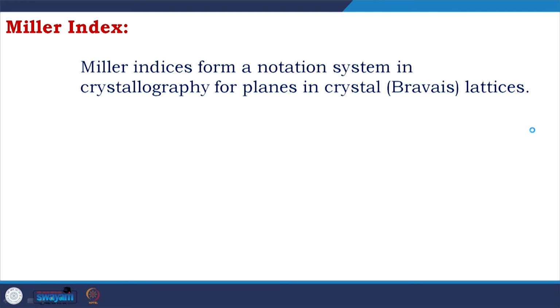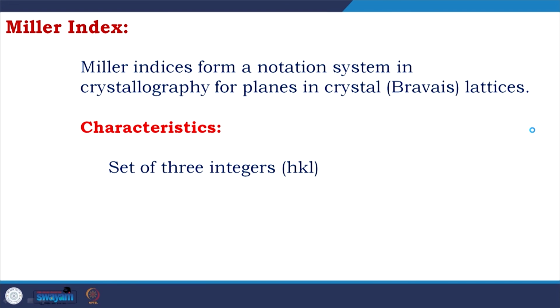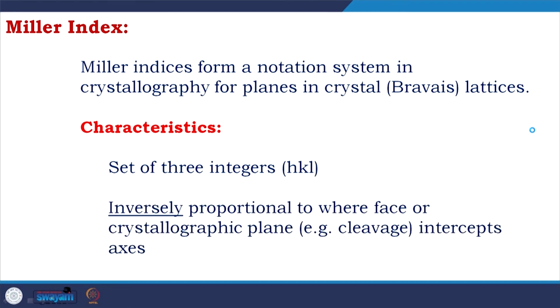Coming to the concept of Miller index. Miller indices form a notation system in crystallography for planes in Bragg lattices. We know about Bragg lattices. Characteristics: they are a set of 3 integers H, K and L, inversely proportional to where the phase or crystallographic plane intercepts the axes. So, there are intercepts, that is what is important.